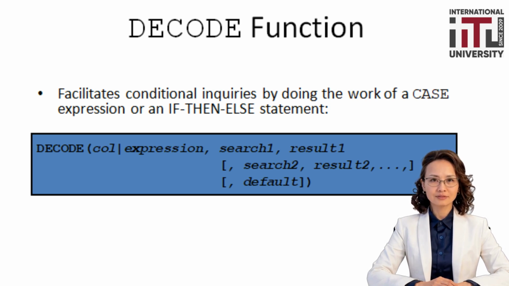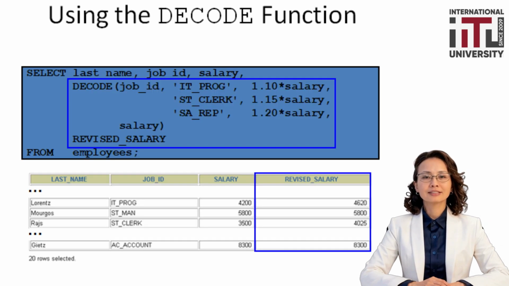For example, decode can be used to transform or categorize data directly in a query, such as mapping job IDs to salary adjustments or labels. However, compared to case, decode is more limited because it only supports equality comparisons, no complex conditions like greater than, less than, etc. That's why in modern SQL, case is generally preferred, but decode is still widely used in Oracle for simple conditional transformations. This example shows how to use the decode function to apply conditional logic directly in a SQL query.